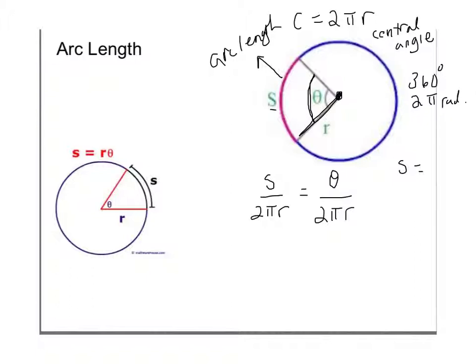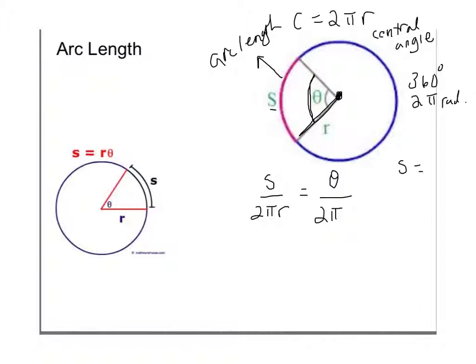Oh, and I've made a mistake here. Let me take this off. This is not 2 pi r. That's just 2 pi, because we're talking about radians here. Radians over radians, and then this would be arc length over circumference.